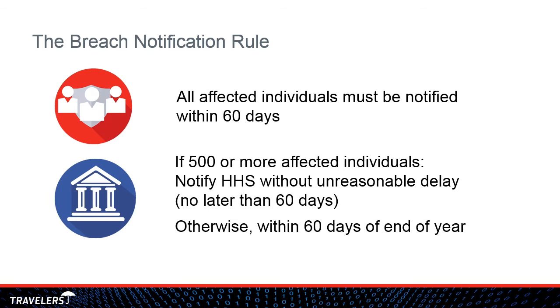Notification must be provided to the Department of Health and Human Services. If the breach affected 500 or more individuals, notification must be made without unreasonable delay and no later than 60 days. Otherwise, notification must be made within 60 days after the end of the calendar year. The covered entity must also provide notice to prominent media outlets serving the state or jurisdiction, for example, a press release announcing the breach.